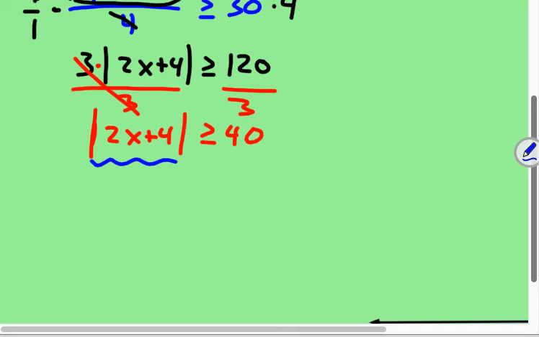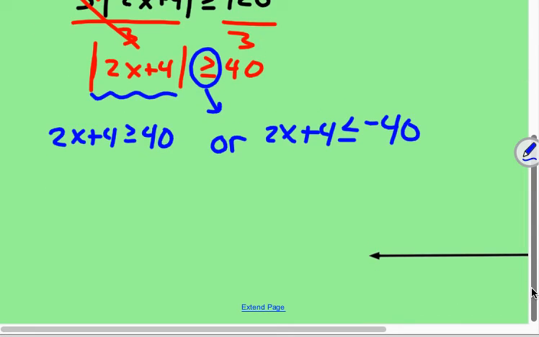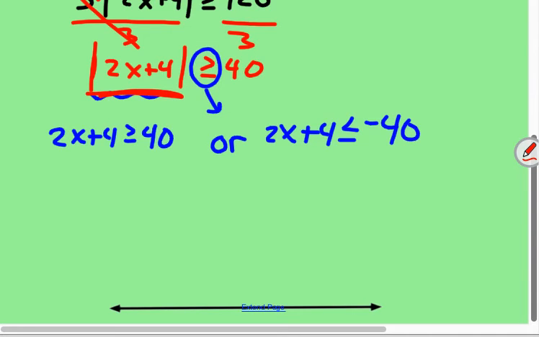the two inequalities. First of all, greater than or equal to. Greater is an OR statement. 2x plus 4 is greater than or equal to 40, or 2x plus 4 is less than or equal to negative 40. Flip that symbol when you do the negative part of it. Okay. Now, just solving this, we just went from our absolute value inequality to a compound inequality, just solving these two inequalities.